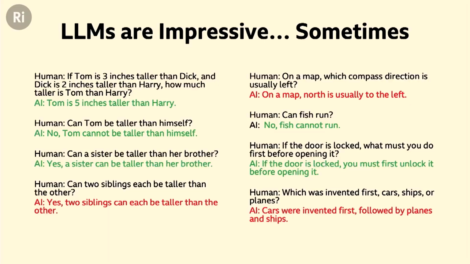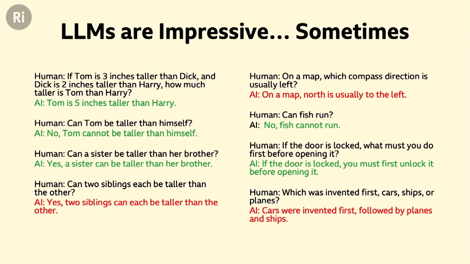The next question, can Tom be taller than himself? This is understanding of the concept of taller than, that the concept of taller than is irreflexive. A thing cannot be taller than itself. Now, again, it gets the answer right, but we didn't train it on that. We didn't train the system to be good at answering questions about what taller than means. And by the way, 20 years ago, that's exactly what people did in AI, right? So where did that capability come from?